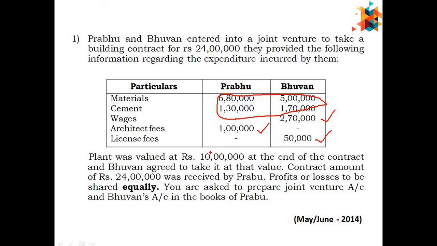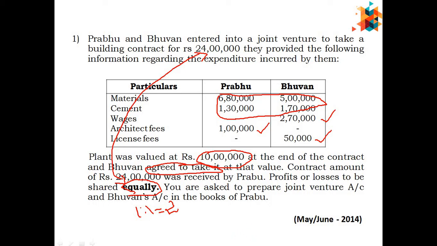Next, plant was valued at 10 lakh rupees. At the end of the contract, Bhuvan agreed to take it. Agreed to take it means this is drawings. The contract amount of 24 lakh rupees, they have repeated again. Here also it is given, here also it is given. Any one amount you should consider. Profit or loss to be shared equally. Equally means 1:1. Whenever they do not mention the ratio, it is 1:1. 1:1 will become 1 plus 1, 2. Both of them will get 1 divided by 2.